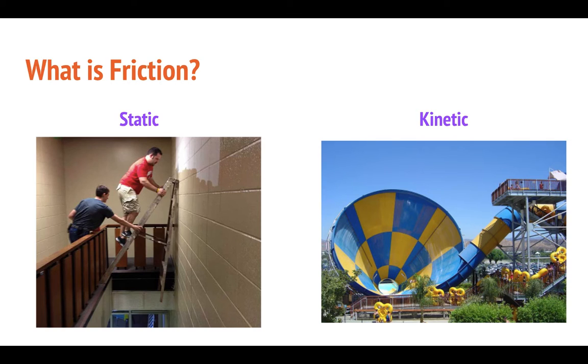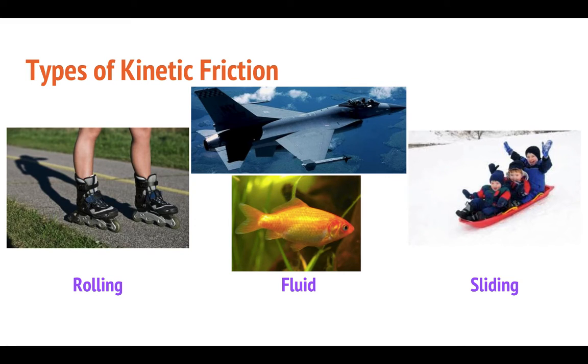Kinetic friction happens when objects are moving. Now there are three kinds of kinetic friction, or three kinds of moving friction. There's rolling, fluid, and sliding.